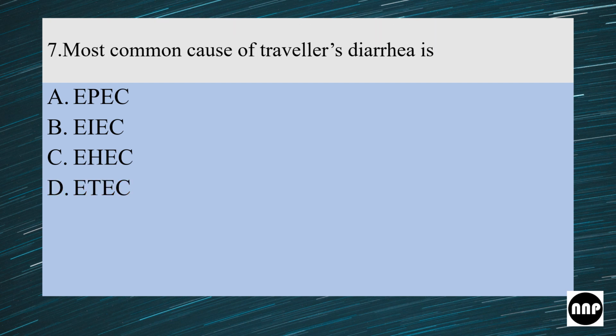Most common cause of traveler's diarrhea is option A, EPEC, option B, EIEC, option C, EHEC, or option D, ETEC. The answer is ETEC, enterotoxigenic E. coli, being the most common cause of traveler's diarrhea. Next question.